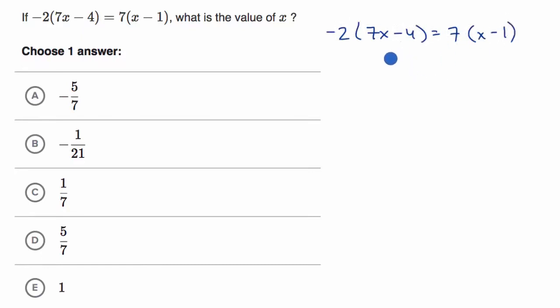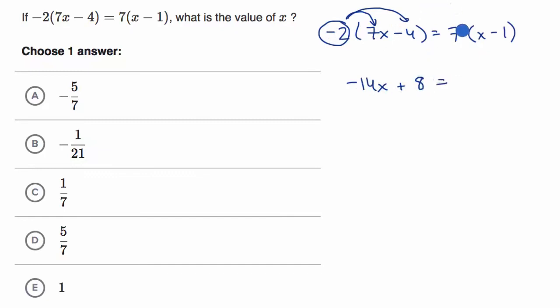Now we want to get to a situation where all of our x terms are on the left-hand side, or on one side, usually the left, and all of our constant terms, or non-x terms, are on the right-hand side. But to even start to do that, we first have to simplify these expressions on the left and the right. And the most obvious way to do that is to distribute the negative 2 onto this expression. So it's going to be negative 2 times 7x is negative 14x. And then negative 2 times negative 4, make sure to pay attention to those signs. Negative 2 times negative 4 is positive 8.